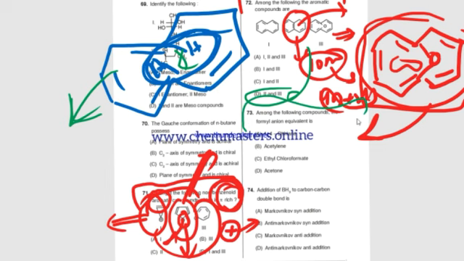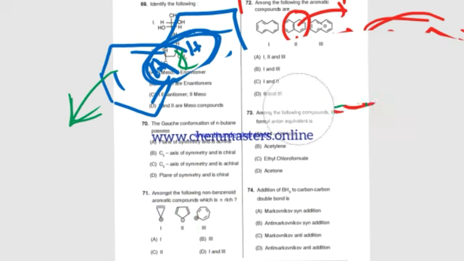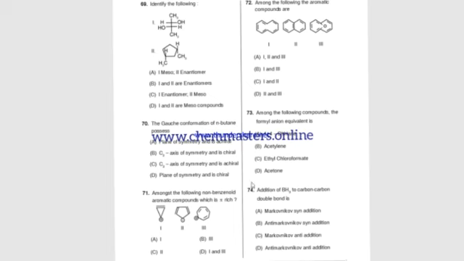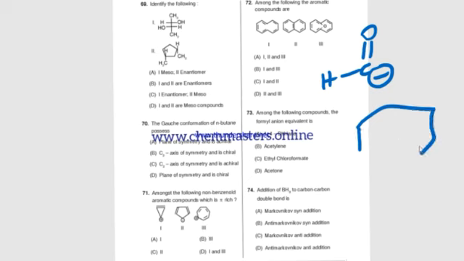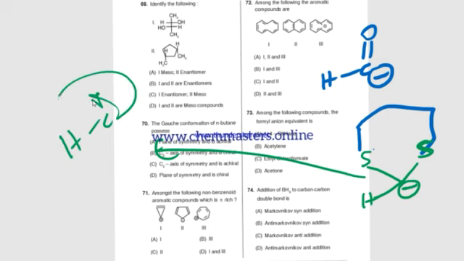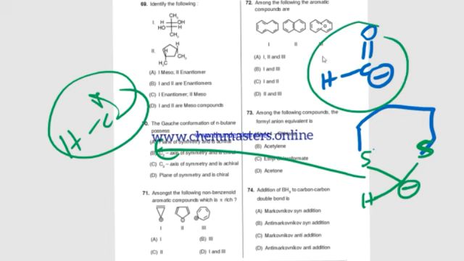Now next question: among the following compounds, the formyl anion equivalent is? Another very important question, so just look at it. First thing, we need to know about the formyl anion structure. Here you can see C double bond OH and a negative charge, so this is the formyl anion. We need to look for formyl anion equivalents. First one is given with 1,4 dithiane. Whenever we have hydrogen and a negative charge here, it produces formaldehyde in further reactions, which is simply equivalent to the formyl anion.